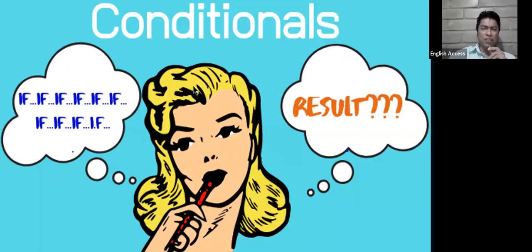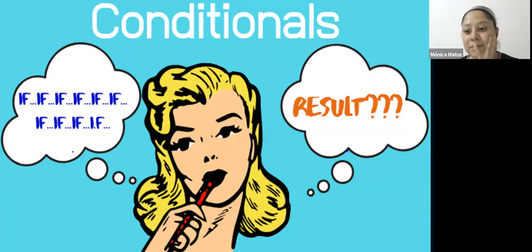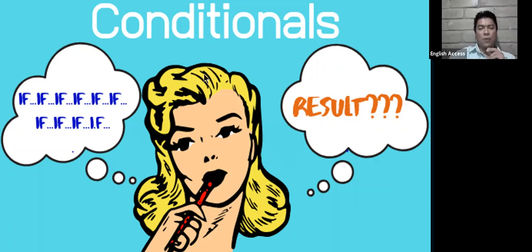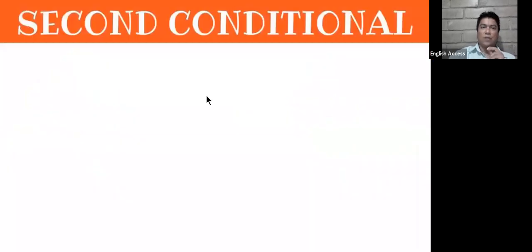So what we have are conditionals. Of course, how many conditionals do you know of? Four. All right, we're going to work with the most common ones, or actually the ones that we need to work on the most. The first one that we need to work with the most is the second conditional. Do you remember the second conditional?